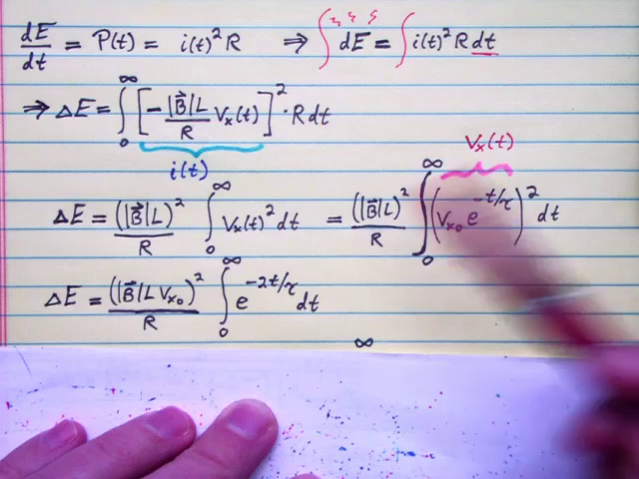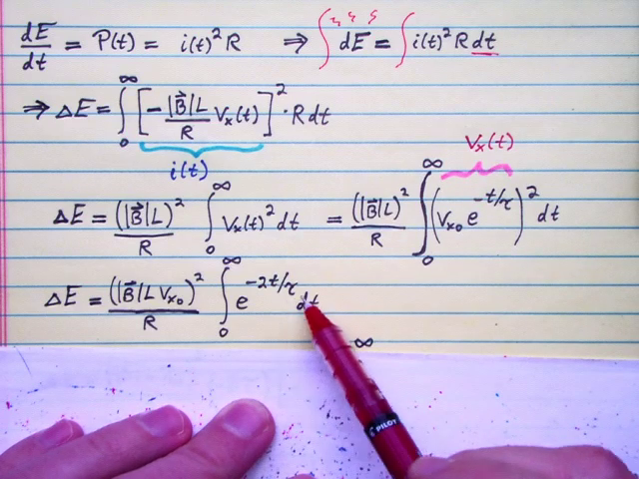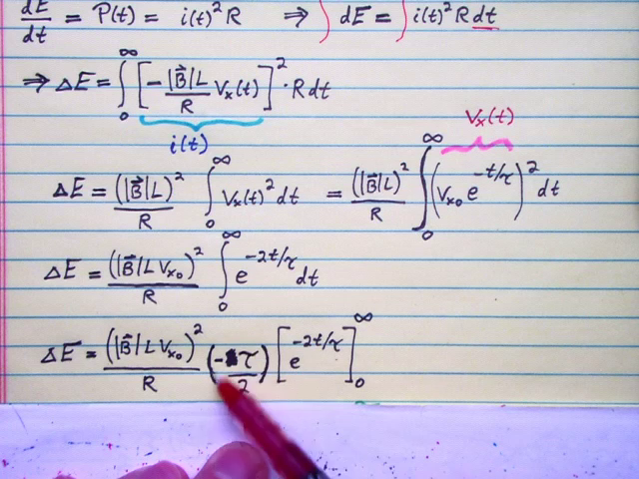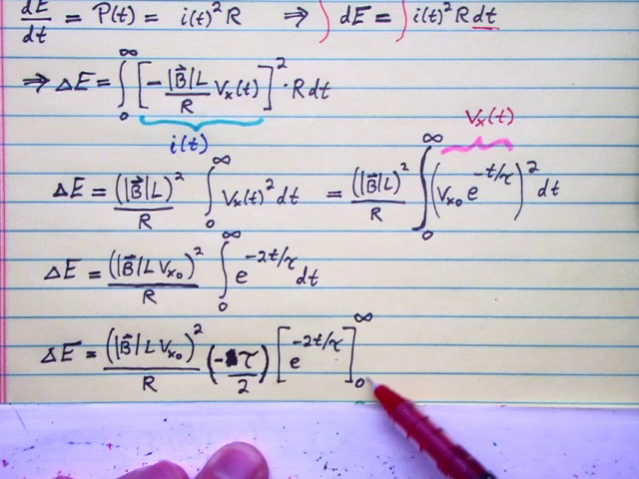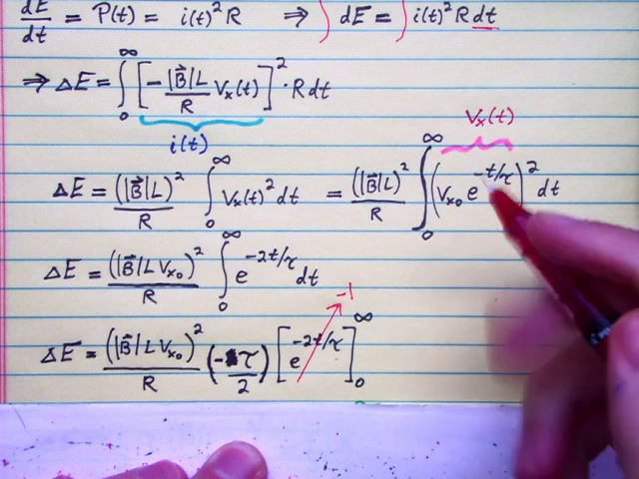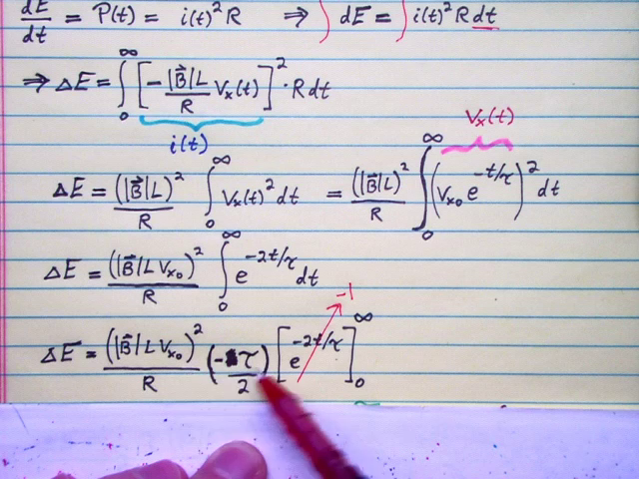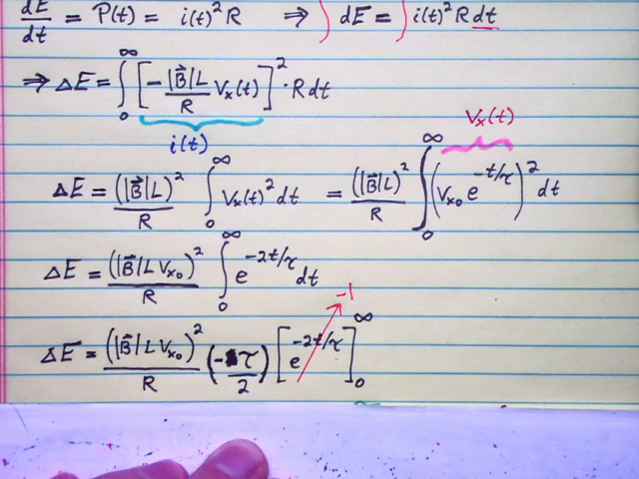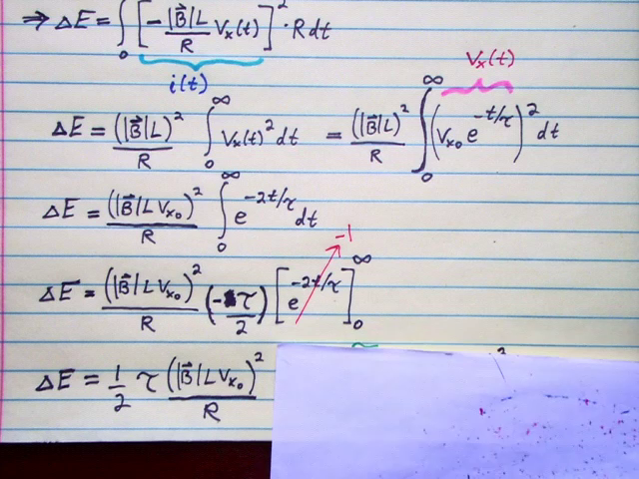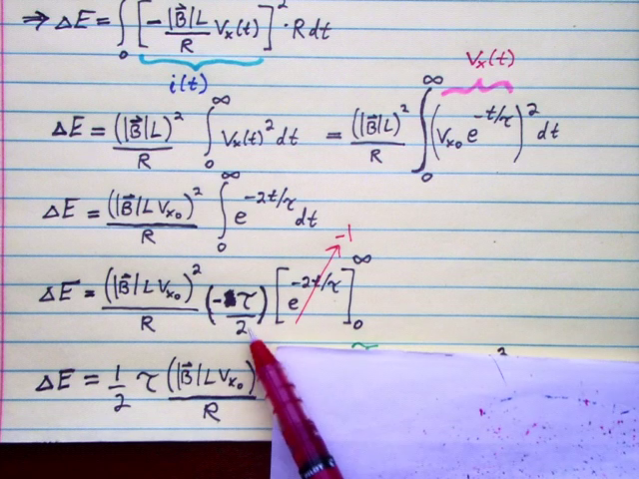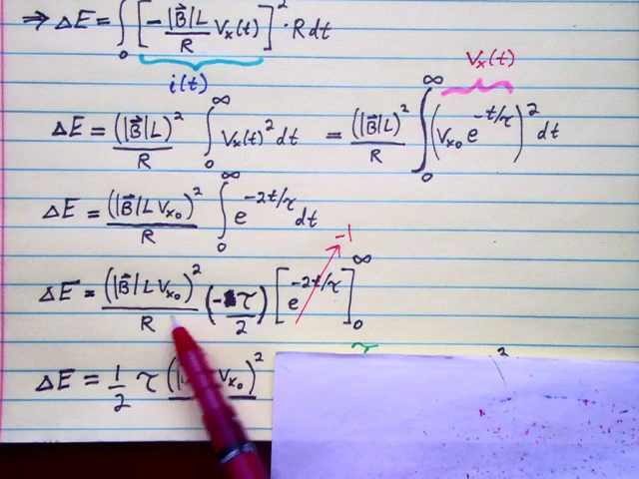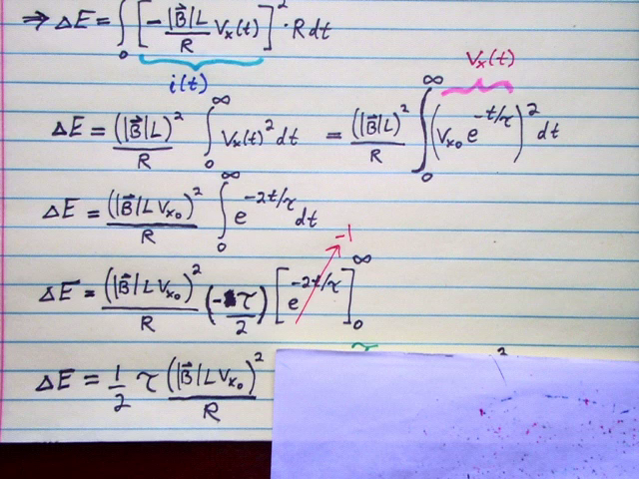We're ready to integrate. Our antiderivative will bring out a factor of minus tau over 2. Then we have to evaluate our antiderivative from 0 to infinity. Checking that, we find that that just gives us a minus 1. That's great news. That minus will cancel that minus right there. So it's a positive amount of energy overall that we're dissipating. Almost done. So note that what we've got here is a 1/2 times tau times this, the BL Vx squared over R. That's our initial V, Vx initial right there.